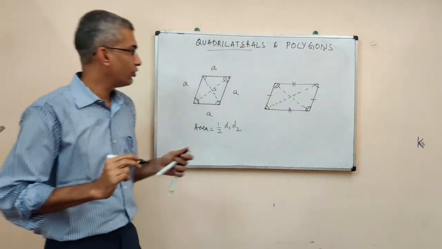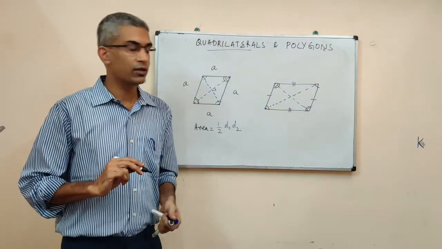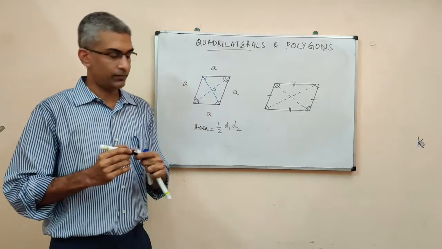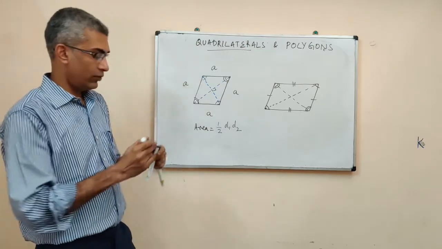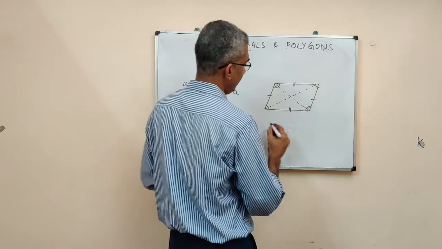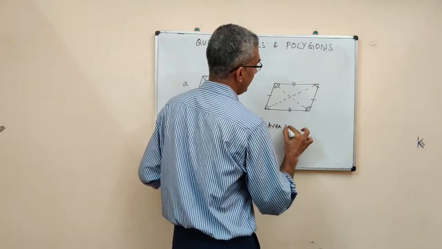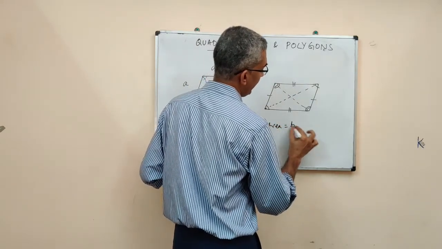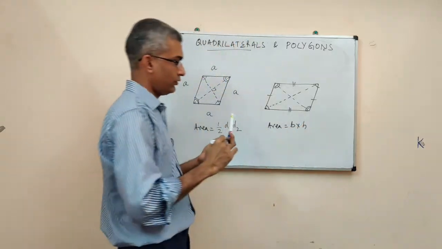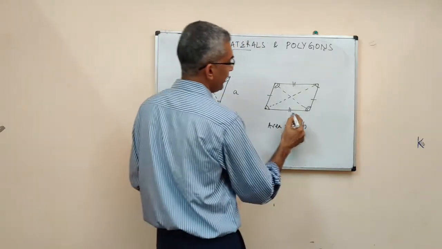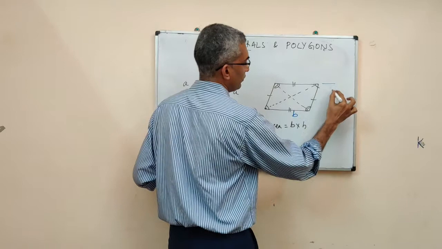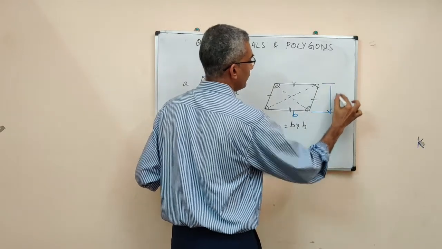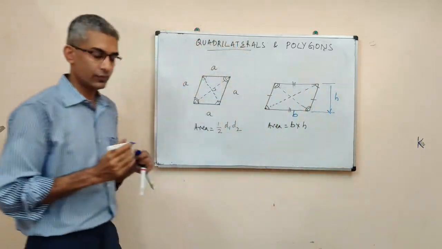The diagonals will bisect, but they will not be perpendicular bisectors. The area of a parallelogram is given by area equal to base into height, where this will be the base, the height will be the altitude.